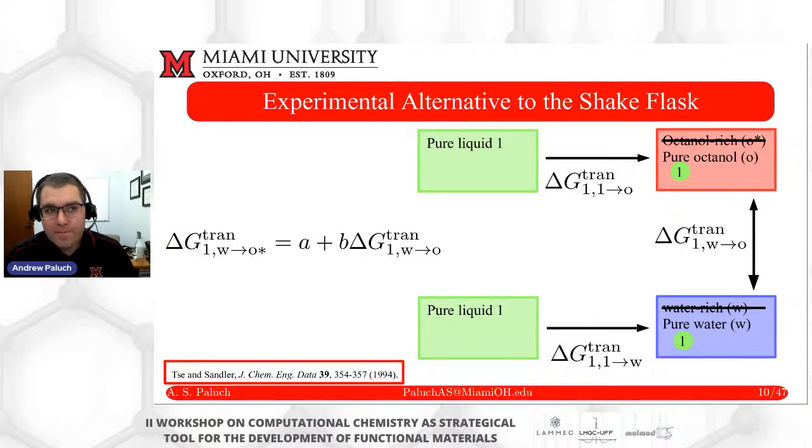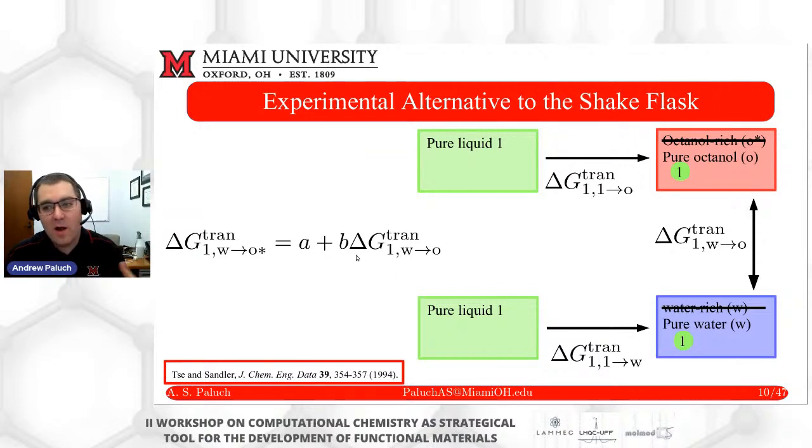So they said, what would be even better is if instead of using water-saturated octanol, what if we could just look at pure octanol? What they proposed is they essentially assumed that they could perform an experiment using pure octanol, and so compute my limiting activity coefficient, which is related to the transfer free energy of going from pure liquid to pure octanol. And effectively what they've assumed is that the transfer free energy from pure liquid to water-saturated octanol is nothing more than a linear combination of the transfer free energy from pure liquid to pure octanol and pure liquid to pure water.